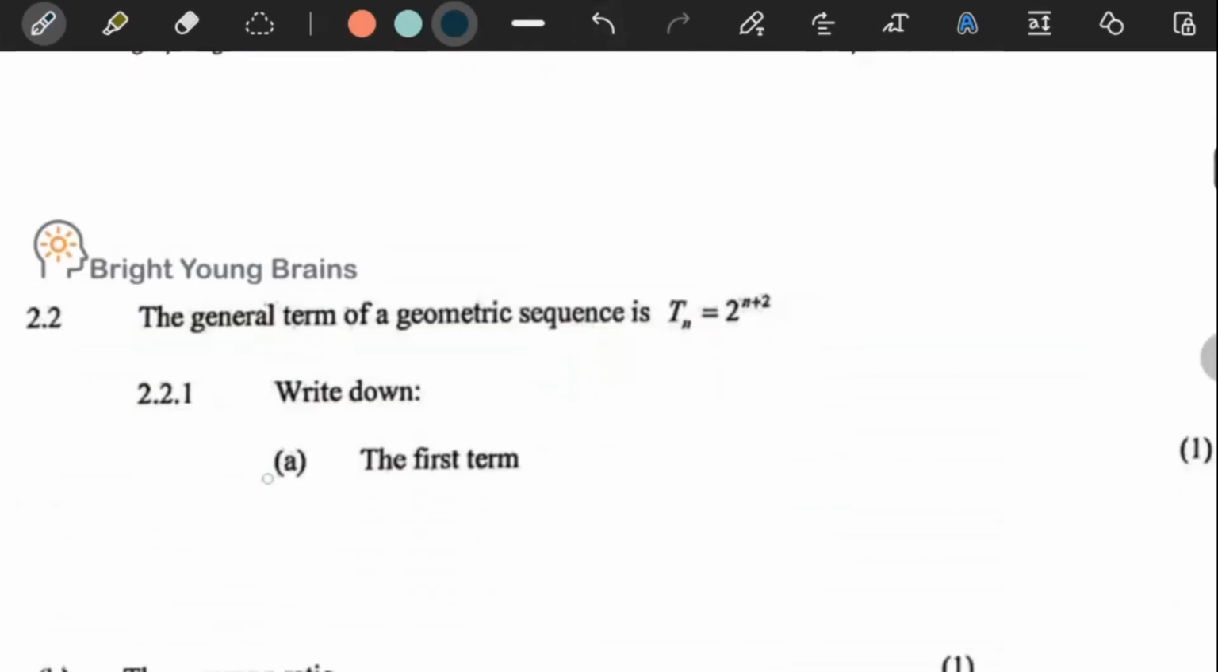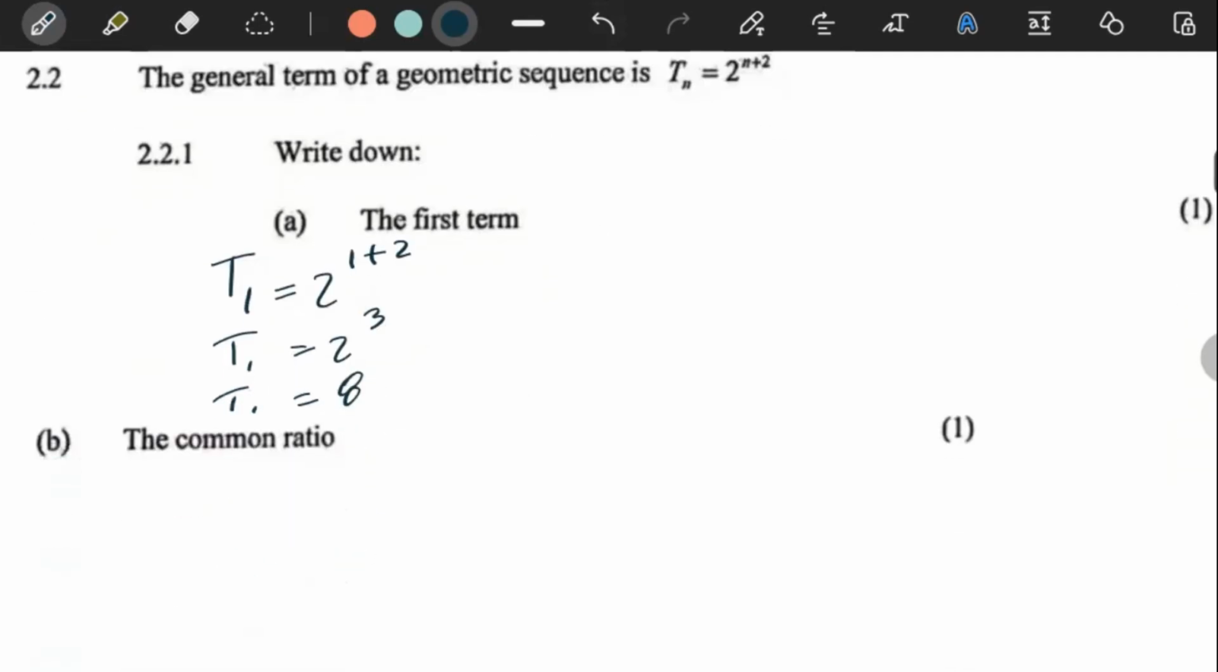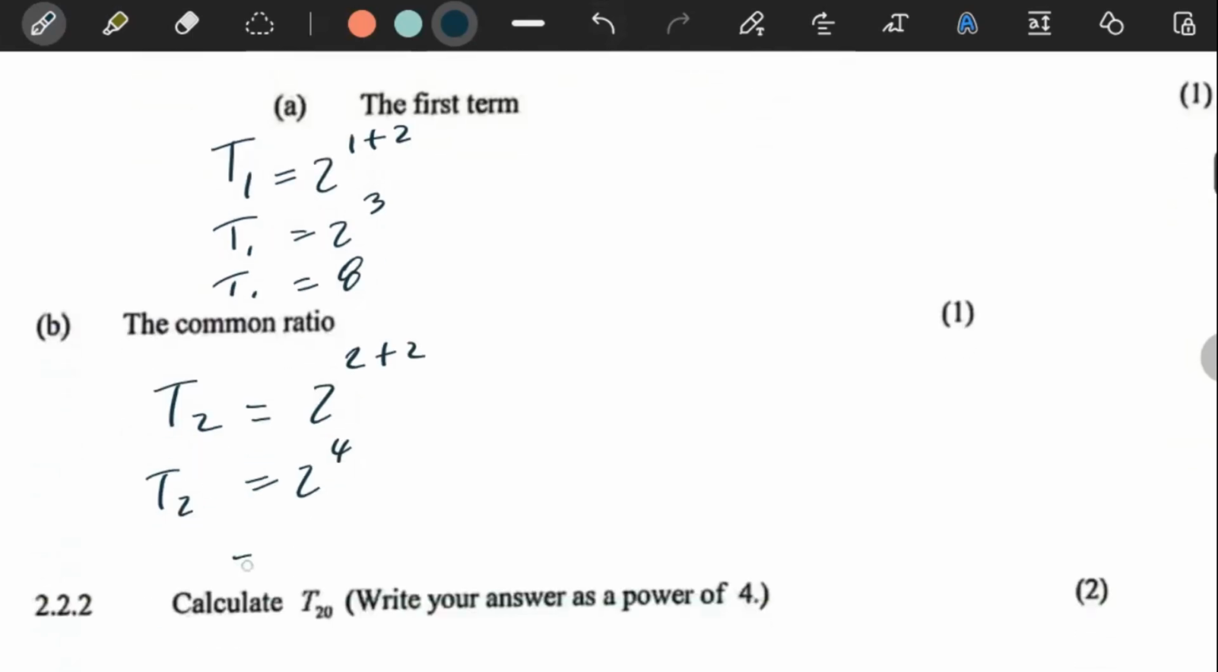2.2 says the general term of a geometric sequence is given by this. Write down the first term. Okay, that's very straightforward. Where n is, we're just going to put a 1. And then this is 2 to the power of 3, which is 8. The sequence and series section here looks too basic. It's almost sad. So to get the common ratio here, let's work out the second term so that we can then get r. This is 2 times 2 times 2 times 2, which is 16. So therefore, r is equal to t2 over t1, which is 16 over 2. No, 16 over 8, my guy, which is a 2.